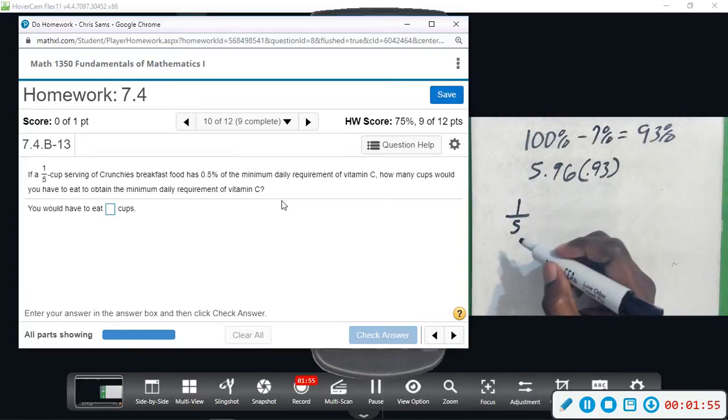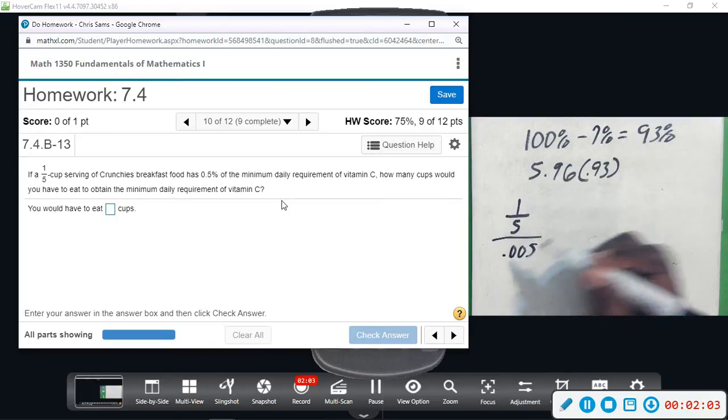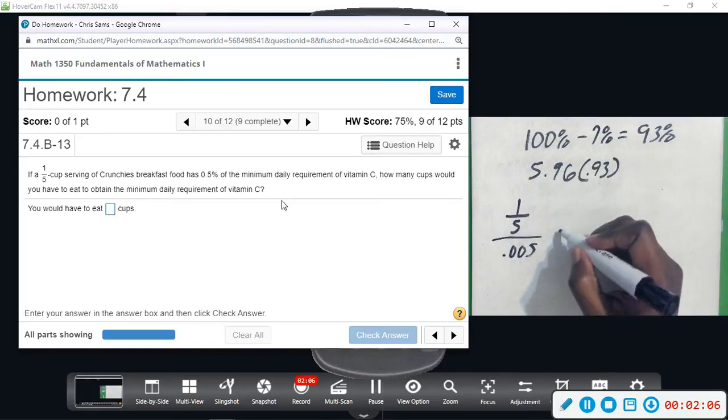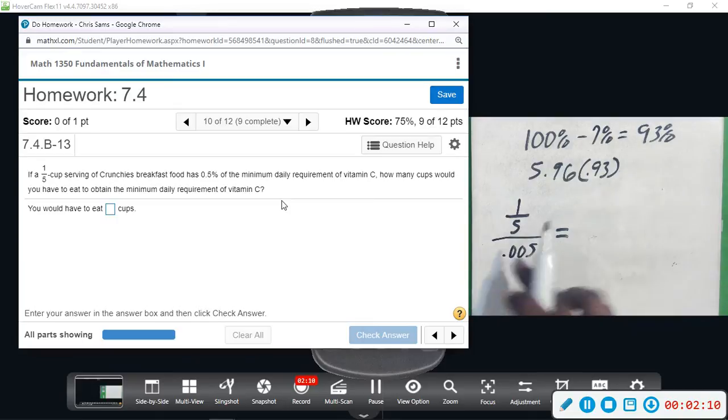has 0.5% as a decimal. That's 0.005. Move that decimal over 2 times. And we want to know what portion of this would be in 100%. But first, we want to know in terms of cups. This is 1/5 of a cup.